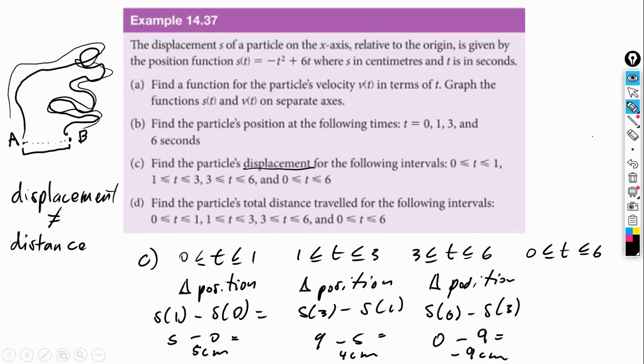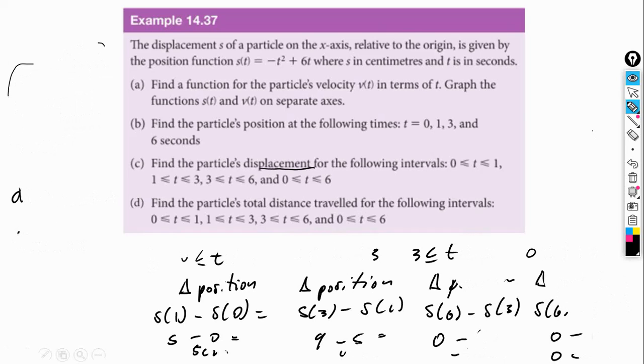And then finally, between the change of position between 0 and 6, notice this change of position. And this would be s of 6 minus s of 0. And this is going to be 0 minus 0, 0 centimeters. So what that means is that the particle ended up at the same point where it started.